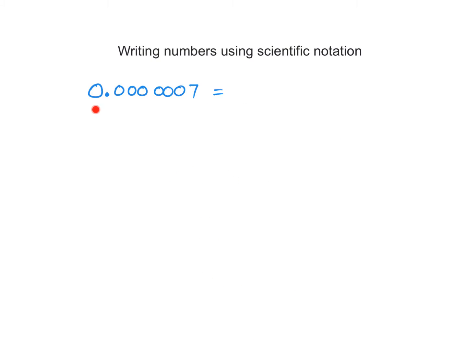Well, what happens if we have a decimal that is 0.0000007? How would we write that using scientific notation? Well, exactly the same thing has to happen. We need to put our decimal place after the first non-zero number, which in this case would be over here.